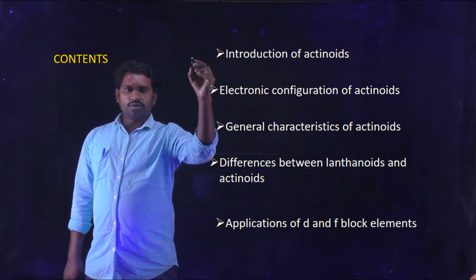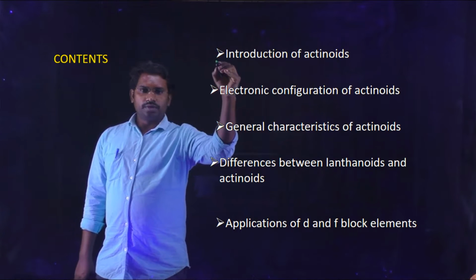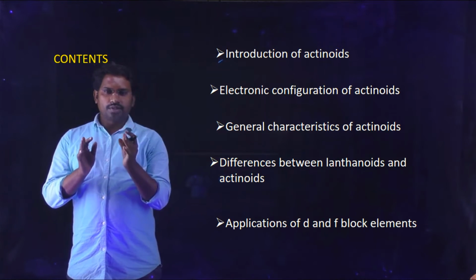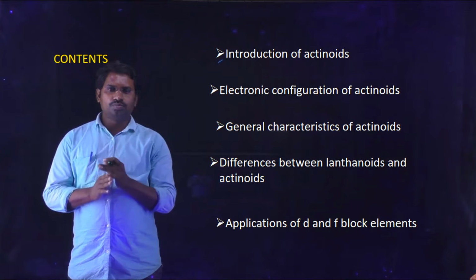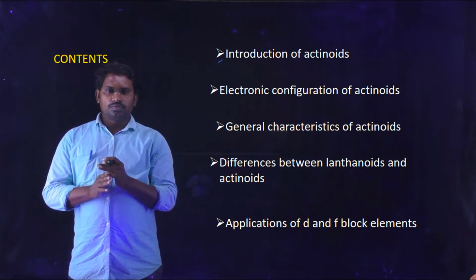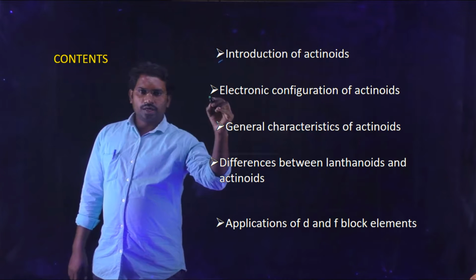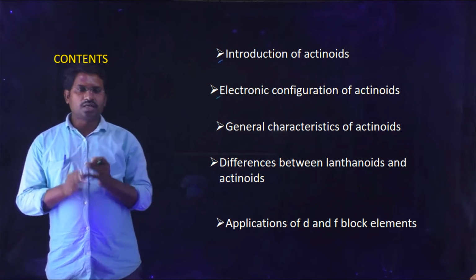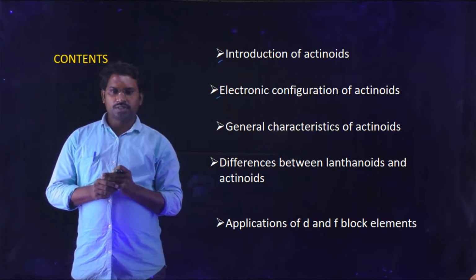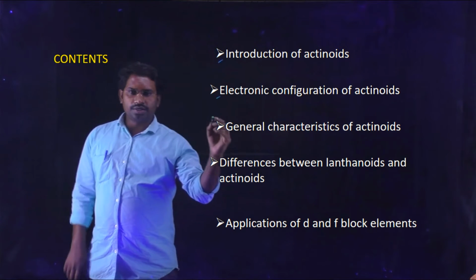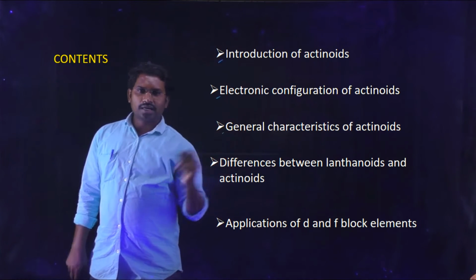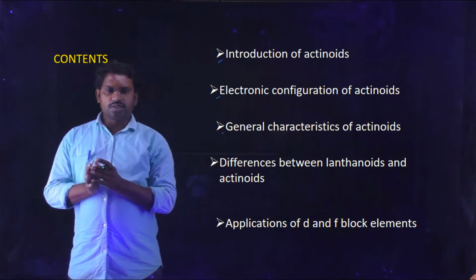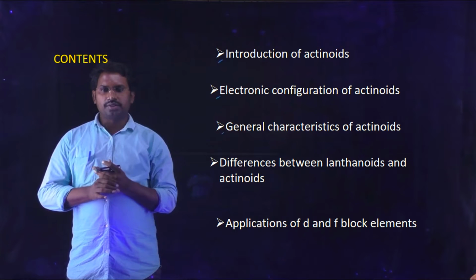First, introduction of actinoids. So what are actinoids? To which group do the actinoids belong? Next, electronic configuration of actinoids. What is the general electronic configuration of actinoids? The third topic is the general characteristics of actinoids. What are the general characteristics of actinoids compared with lanthanides?